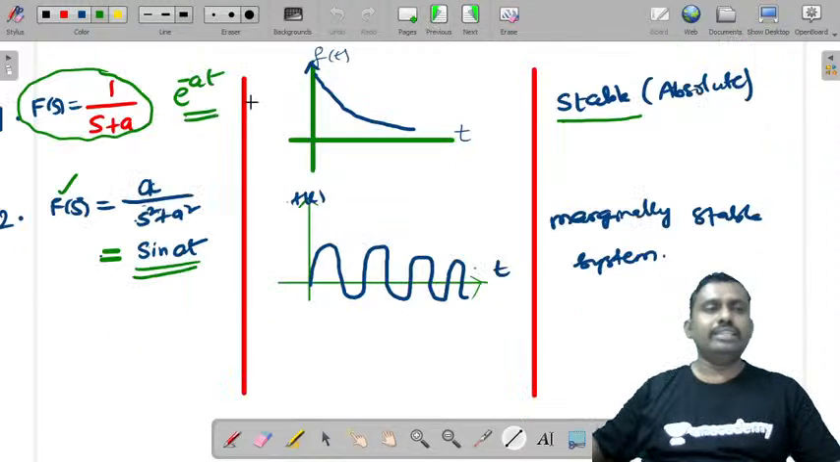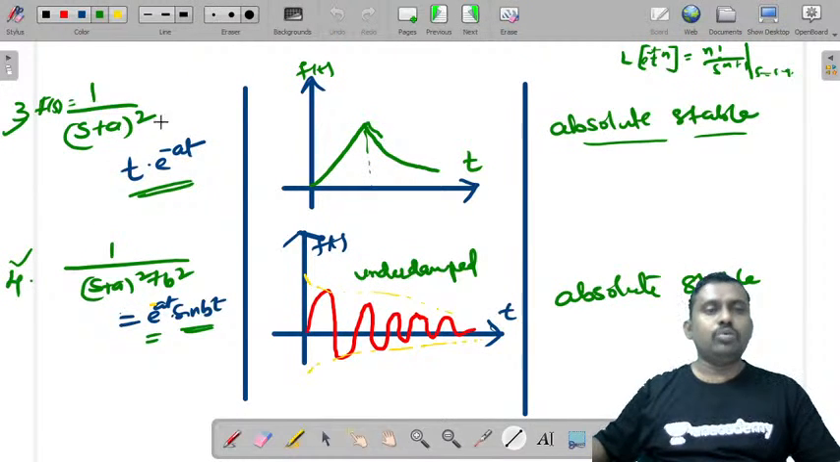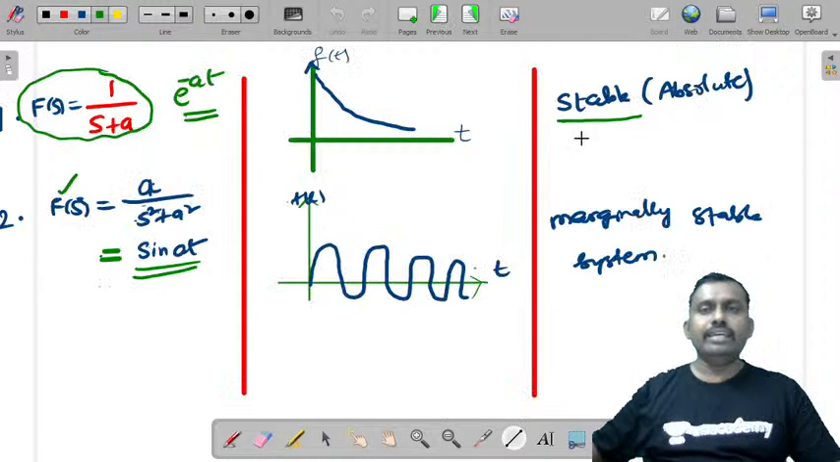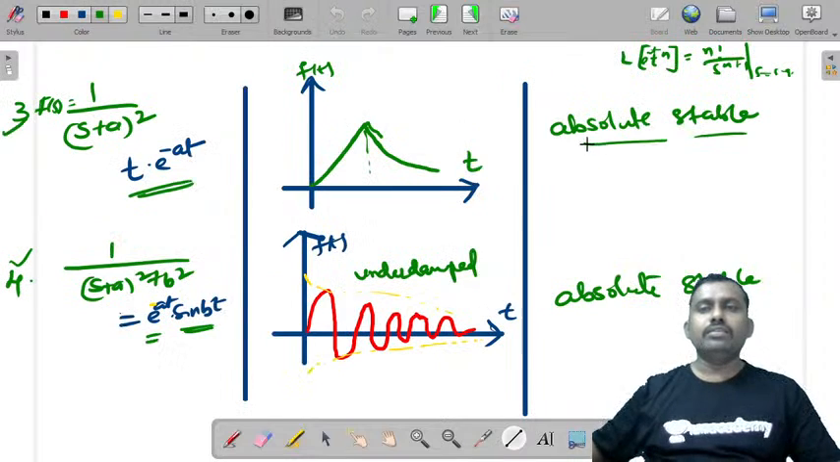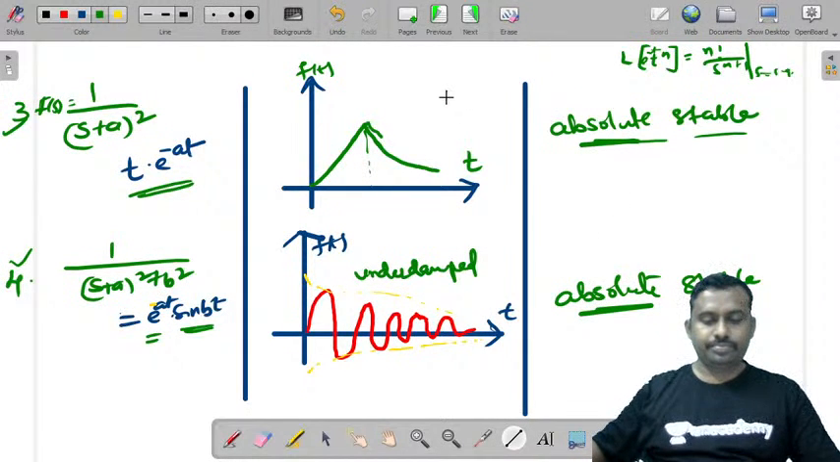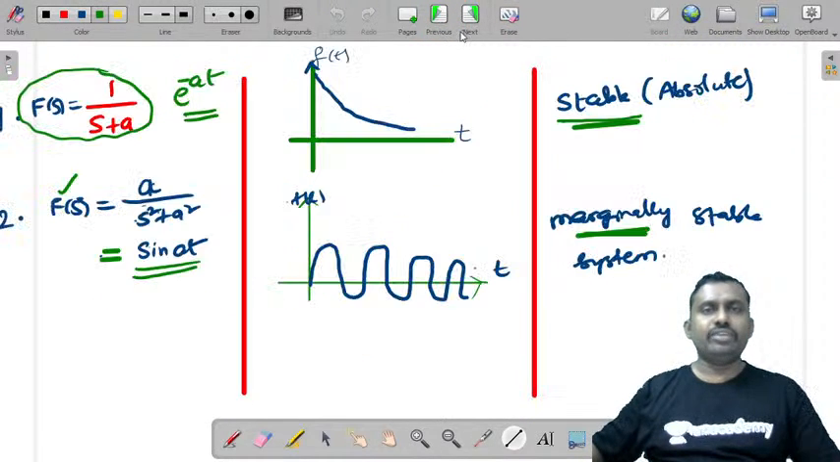Now, if you see what are the things that we have seen: 1 by s plus a, 1 by s square plus a square, 1 by s plus a whole square, 1 by s plus a whole square plus b square. Here you have seen this is an absolute stable system, it's a marginally stable system, this is an absolute stable system, this is an absolute stable system. Hope we'll go with the next one, fifth one, if you are clear with this.